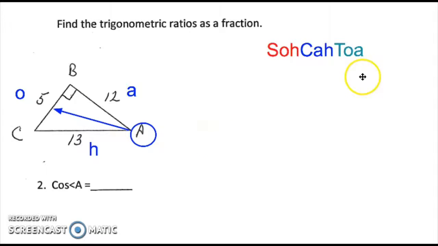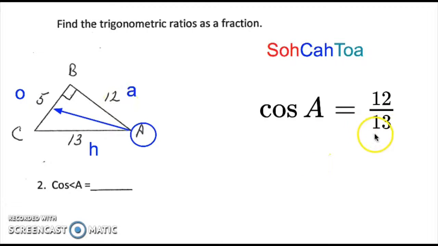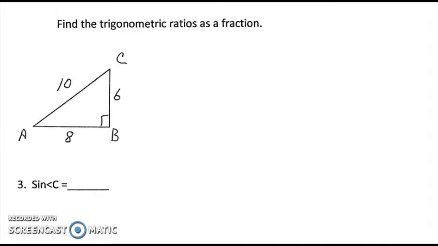Now remember SOHCAHTOA, and since it's cosine, we're going to be using adjacent and the hypotenuse. A is adjacent, H is hypotenuse, so 12 over 13 will be my solution. It cannot reduce, so that is the answer for number 2. Number 3, it is asking you to find sine of C. So I'm going to circle angle C first and draw the arrow across to the other side.